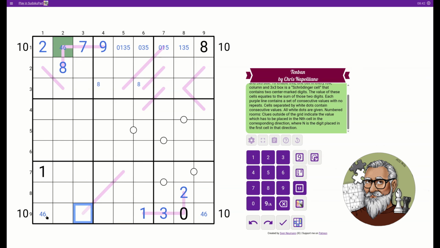Okay, but I still don't know which is which, right? It could be any of these. 10 is allowed anywhere. Oh, what am I talking about?